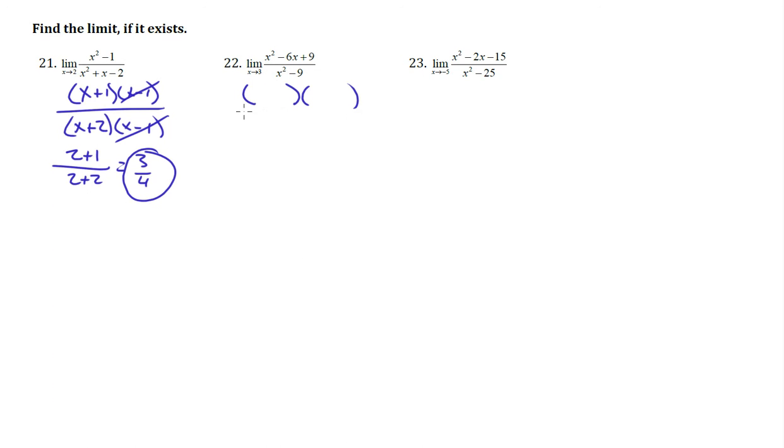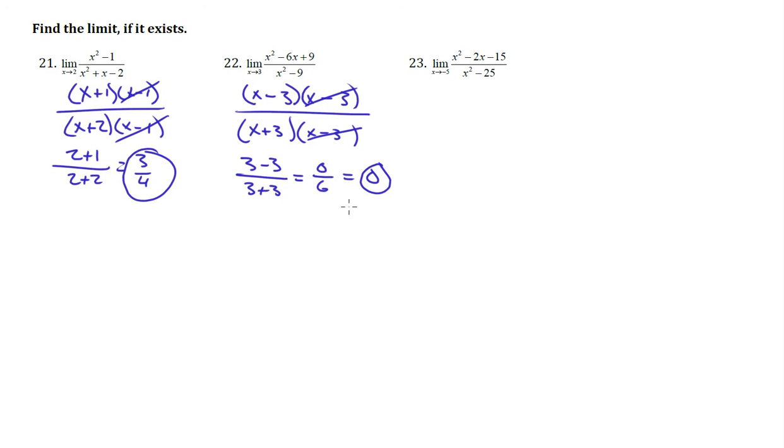So let's see if this will factor. Factors of 9 that add up to 6 are 3 and 3. And that has to add up to -6, so those have to be negative and negative. -3 and -3 is -6. And on the bottom, this is a difference of perfect squares. So that's x plus 3 times x minus 3 will give us x squared minus 9. So these reduce out, and if we plug a 3 into the denominator, that still doesn't give us 0. So we can do this. 3 minus 3 over 3 plus 3. So that gives us 0 over 6, which gives us that our limit is 0.